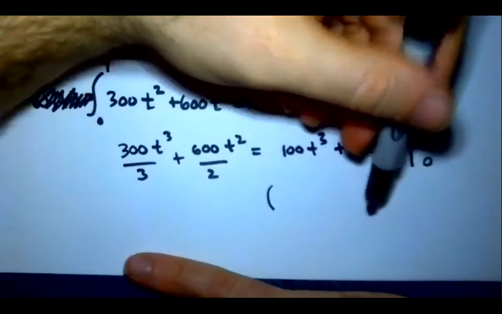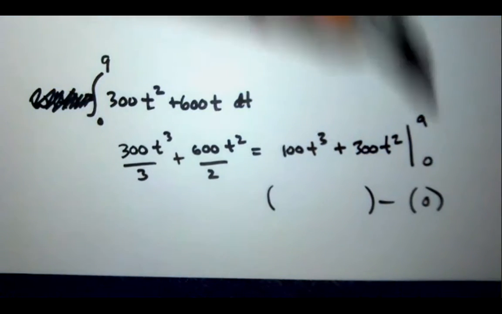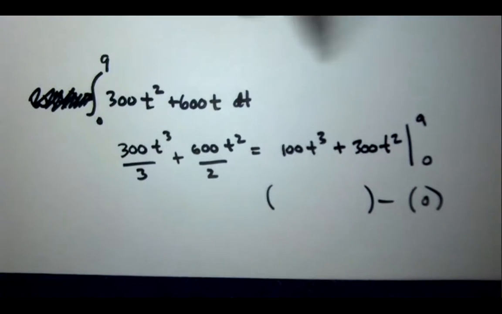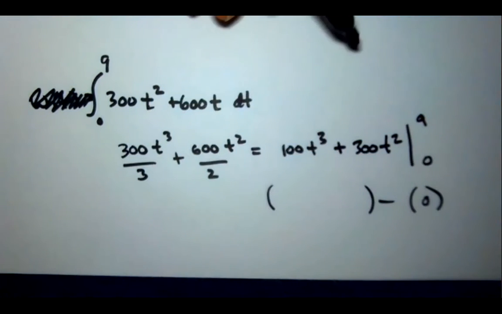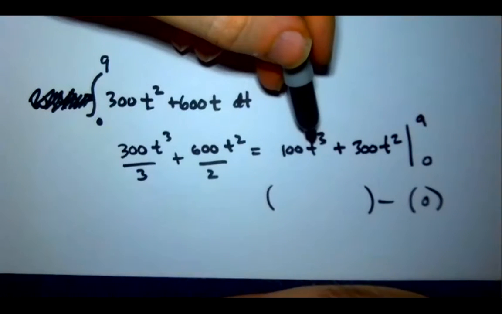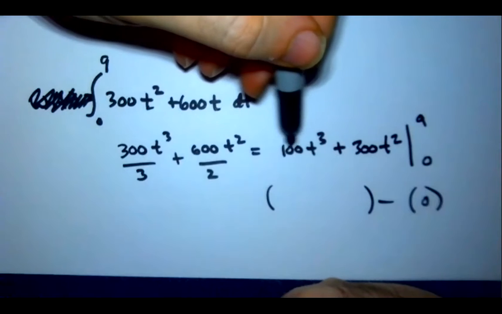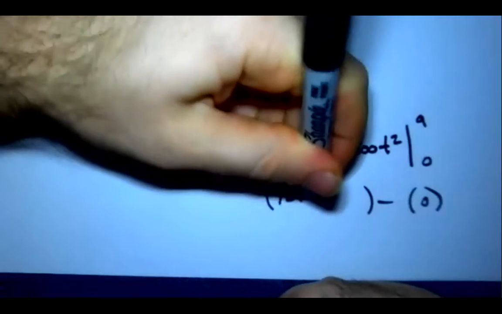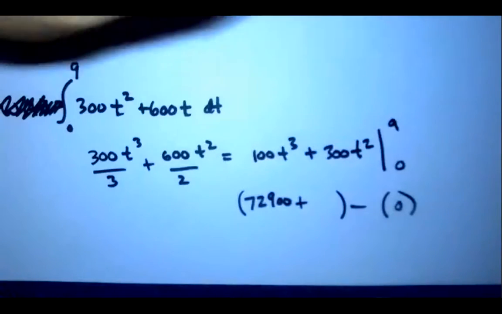Plug in the top minus the bottom, easy enough. They're both t's, so 0 is going to be 0. All we've got to do is plug in the top. 9 to the third, probably not your favorite idea. Sorry, you're in calculus, figure it out. 729. You're multiplying it by 100, so put 2 zeros after it. So 72,900 plus, what do we got next?